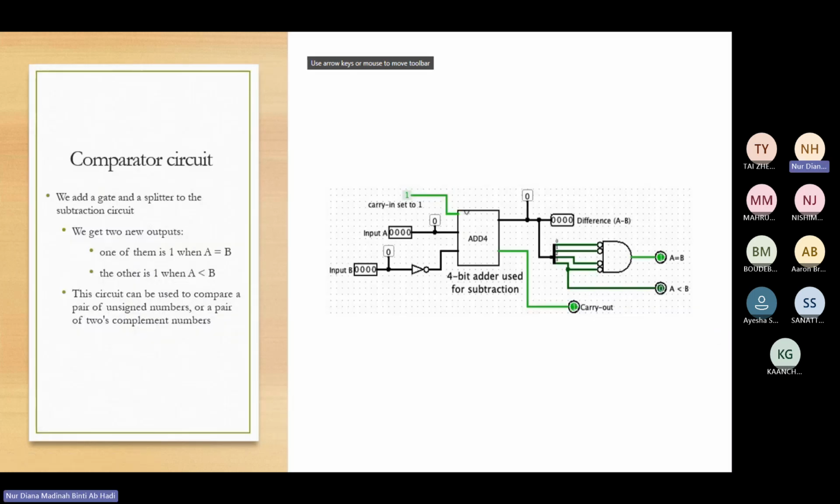So for comparator circuits, we need a gate and a splitter to do the subtraction. We need a new input. One output is 1 when A is equal to B, and another is 1 when A is less than B. So the circuit needs to compare a pair of unsigned numbers or a pair of two's complement numbers.